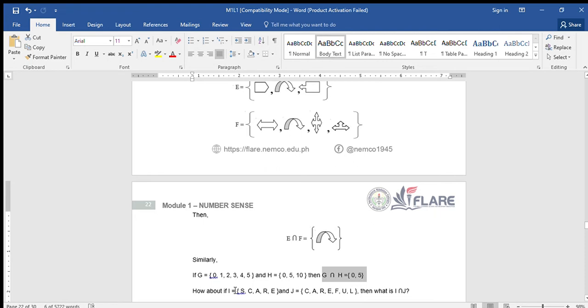How about if I is equal to SCARE, and J is equal to careful, then what is I intersection G?